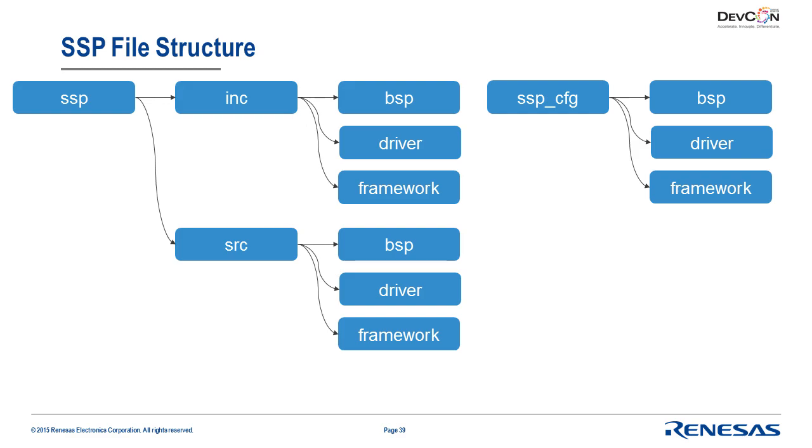Underneath there, you'll see a lot of symmetry between all of these. So we start off, they all have BSP directories. Underneath the include, you'll find that we have interface and instance header directories, the API and instance. And then same thing for the framework. They all have framework directories, and then there's separate interface and instance directories in the include.